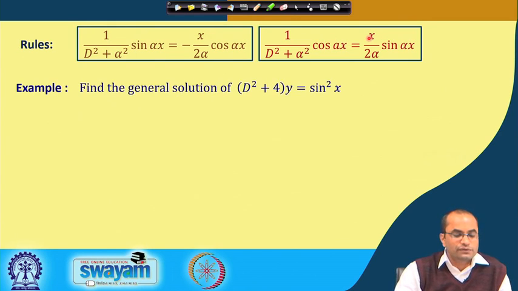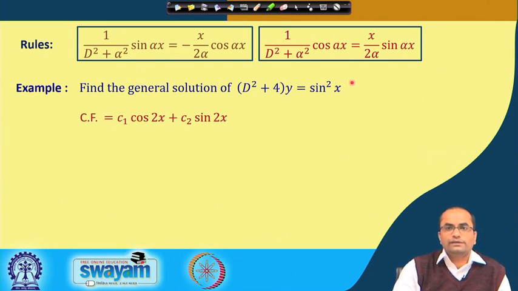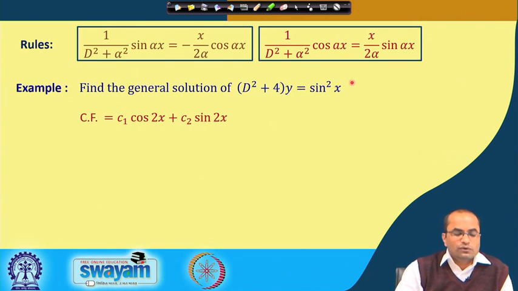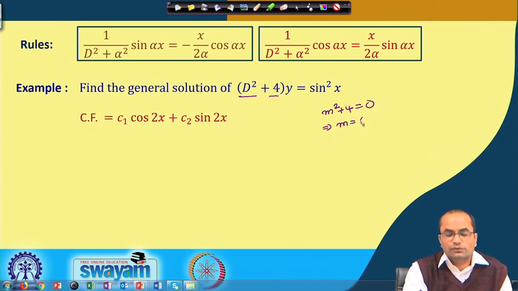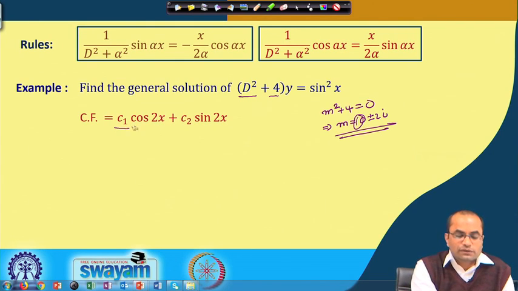Just an example: find the general solution of D square plus 4 y is equal to sin square x. Because we need to find a general solution, we first have to find the complementary function of the homogeneous equation. The auxiliary equation will be m square plus 4 is equal to 0. So, m is equal to 0 plus minus 2i, and then the complementary function takes exponential 0 x, that is 1. So, C1 cos 2x and C2 sin 2x.